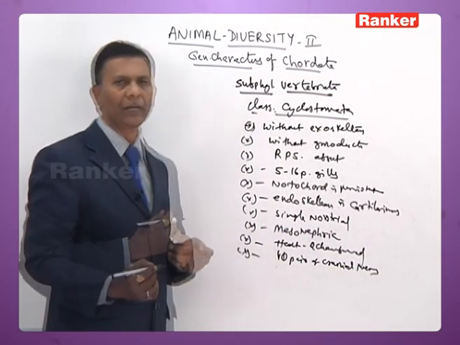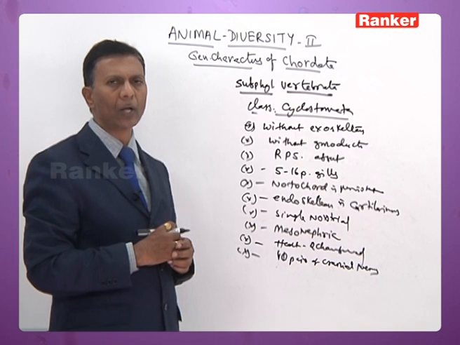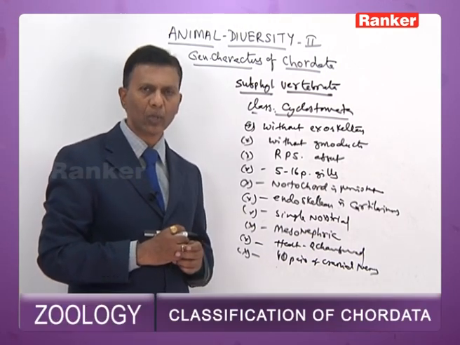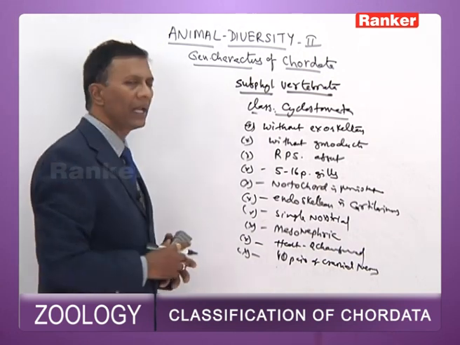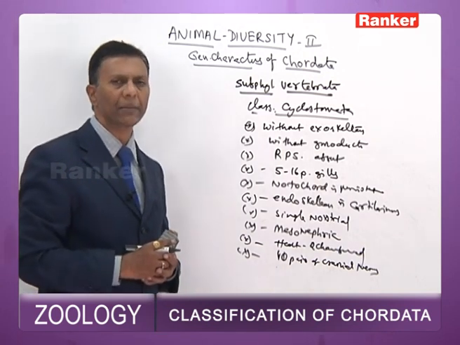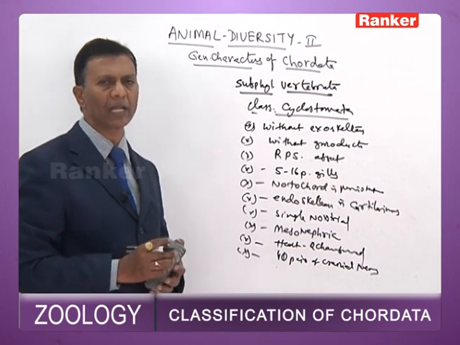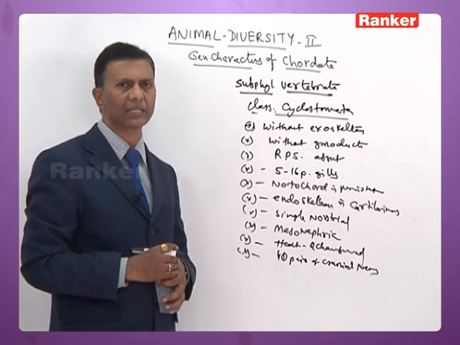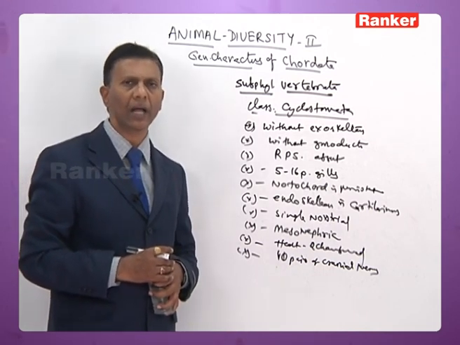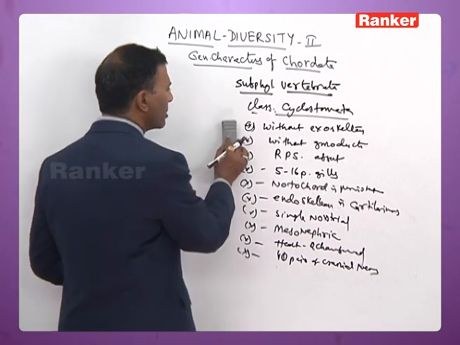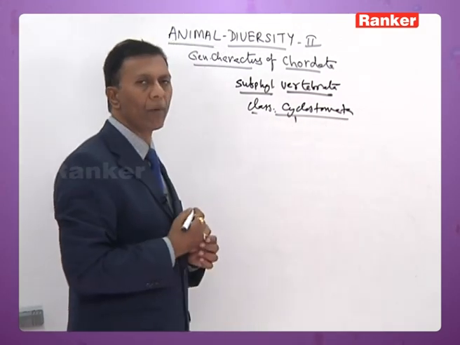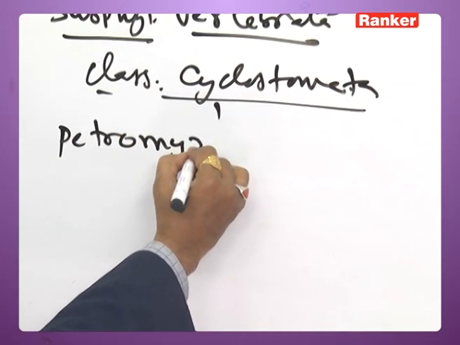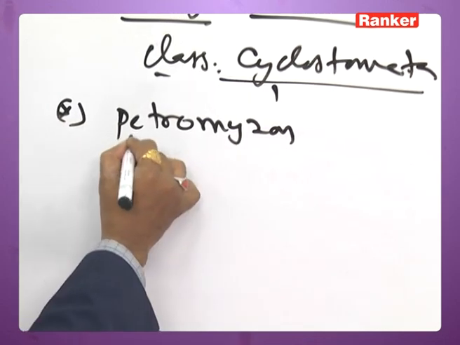And the number of semicircular canals may be 1 or 2. In Myxine, only 1 semicircular canal is present, and in Petromyzon, 2 semicircular canals are present. In Cyclostomata, paired fins are absent. They have only median fins: dorsal, ventral, anal. The fins are supported by cartilaginous fin rays, and development may be indirect or direct. Now Cyclostomata is represented by 2 important genera. One is Petromyzon, the other one is Myxine.